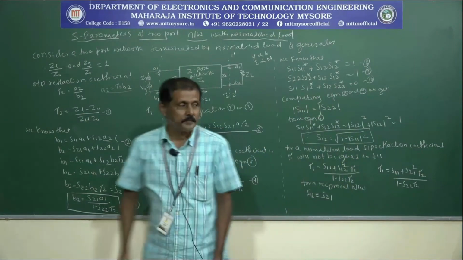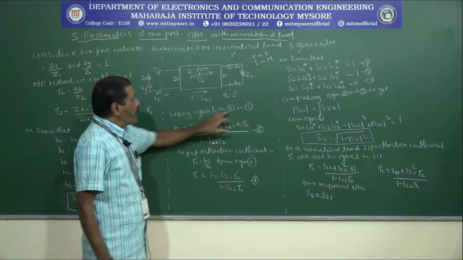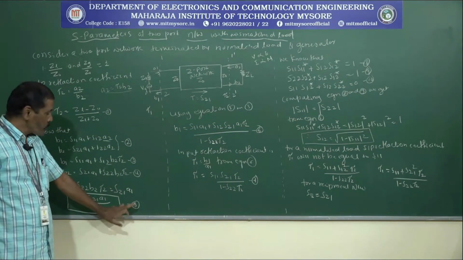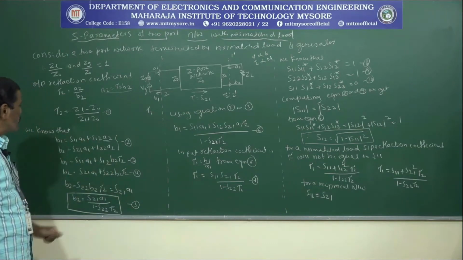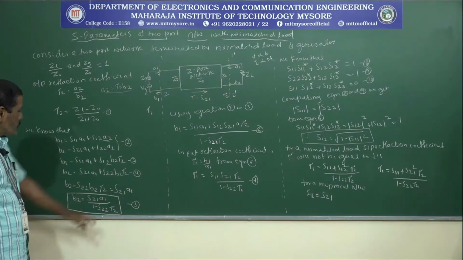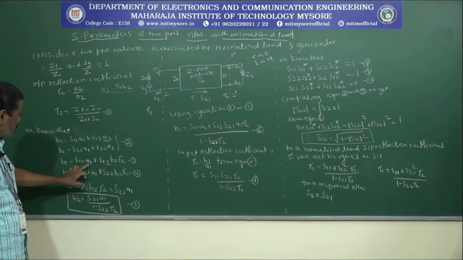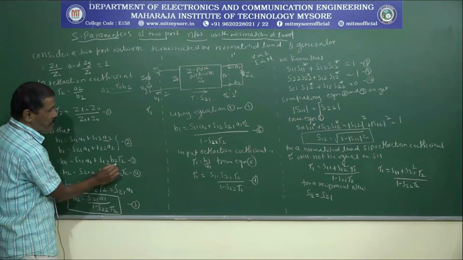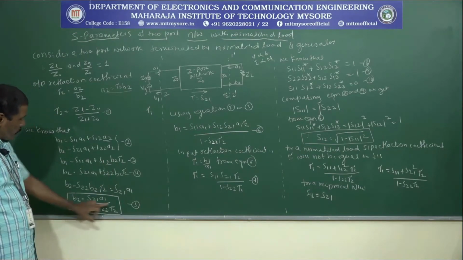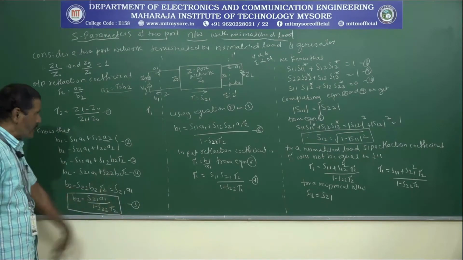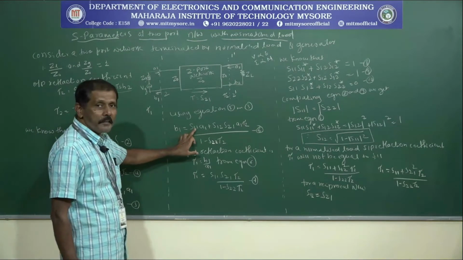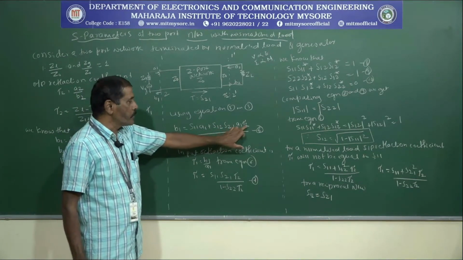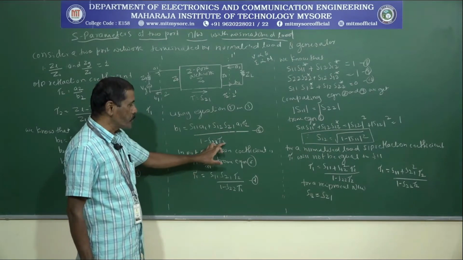Next, using equation 5 in 3. We have equation number 5 here, so this equation number 5 we will substitute in equation number 3. In equation number 3, B1 equal to S11 into A1 plus S12 into B2 into Γ2. Here, in place of the B2 term, you substitute equation number 5. If that is the case, then B1 equal to S11 into A1 plus S12 into S21 into A1 into Γ2 divided by 1 minus S22 into Γ2.